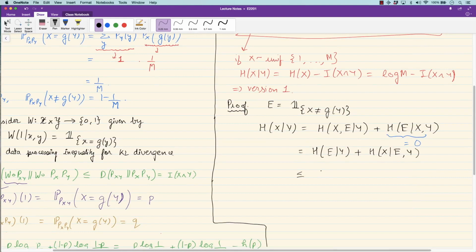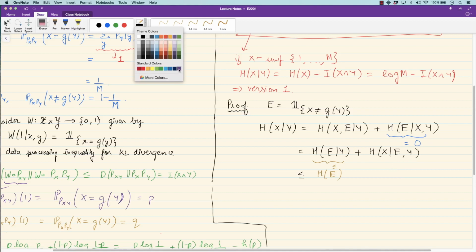Now H(E|Y) is less than or equal to H(E), because conditioning reduces entropy. So the first term here is less than or equal to H(E). Okay, and the second term here, again because conditioning reduces entropy, I should use a different color.